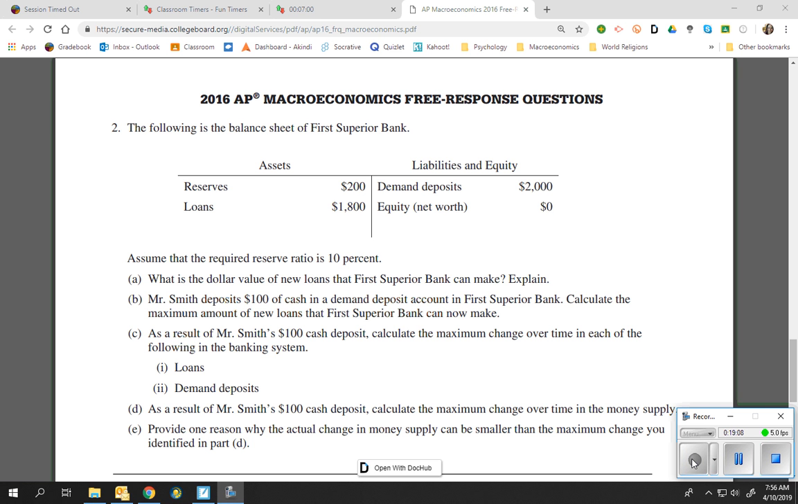C: As a result of Mr. Smith's $100 cash deposit, calculate the maximum change over time in each of the following in the banking system: loans and then demand deposits. D: As a result of Mr. Smith's $100 cash deposit, calculate the maximum change over time in money supply. And E: provide one reason why the actual change in money supply can be smaller than the maximum change you identified in part D. So I'm going to pause this, and then we'll come back together.